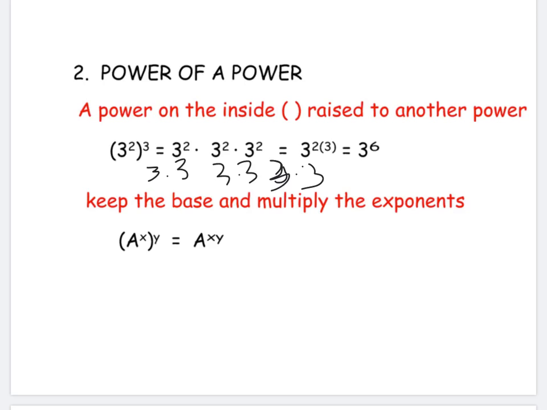for the third one. Now, I have how many 3's? 6. And what did I do with the original exponents to get 6? I would have taken 2 and multiplied by 3, so it would have given me 3 to the 6th power.